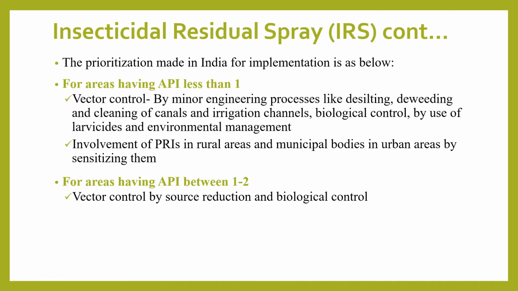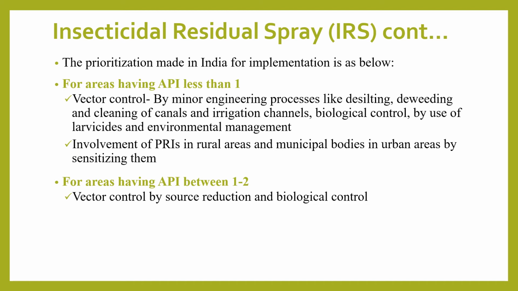In India, for malaria control, prioritization is made for the implementation of this IRS. The API, that is annual parasite incidence, if it is more than or equal to 2 per 1000 population per year, this area is classified as a high risk area in India. So accordingly, in India, the prioritization is made.